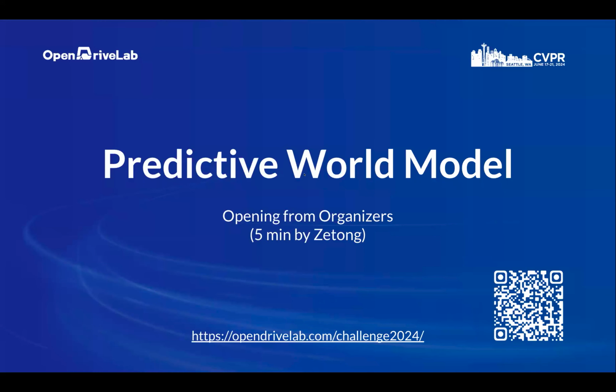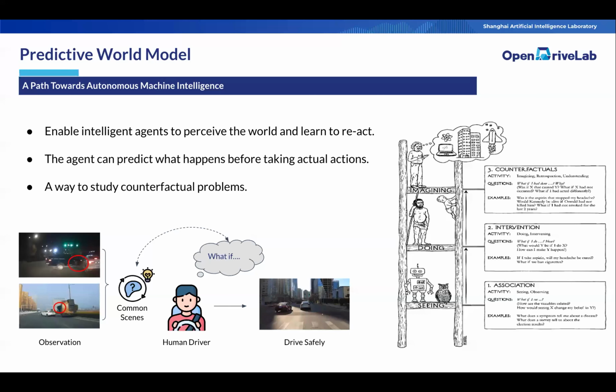So let's move on to the second track, the predictive world model. The reason for us to propose the predictive world model challenge this year is because we wish to figure out a way towards autonomous machine intelligence by using the world model. As illustrated by previous presenters, they all mentioned that the predictive world model is useful for building a simulator and using the simulator to train the RL agent or whatever agent.